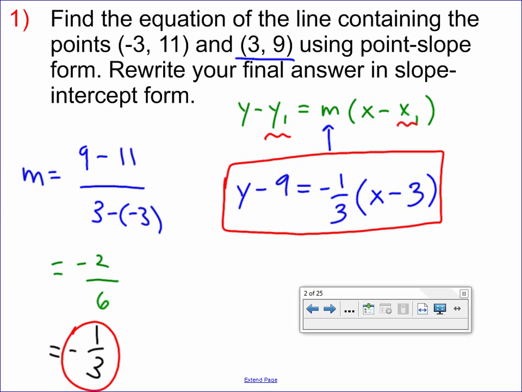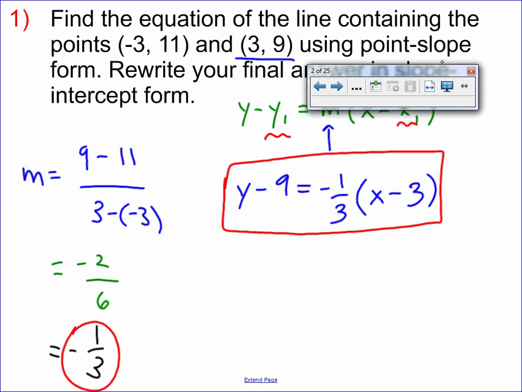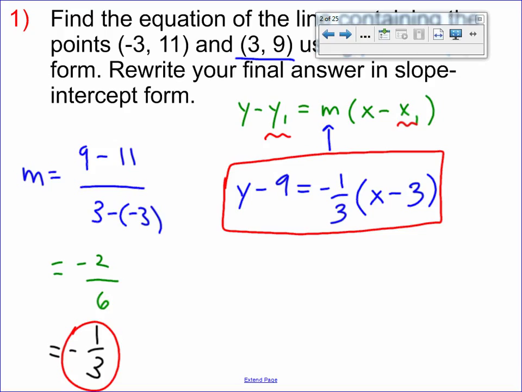Now we're going to rewrite our final answer in slope-intercept form. We've gone ahead and done point-slope form. Now we'll rewrite in slope-intercept form. To do that, we're going to solve for y and make it look like y equals mx plus b. So let's go ahead and continue the party. Our final answer then, we could rewrite in slope-intercept form by solving for y.